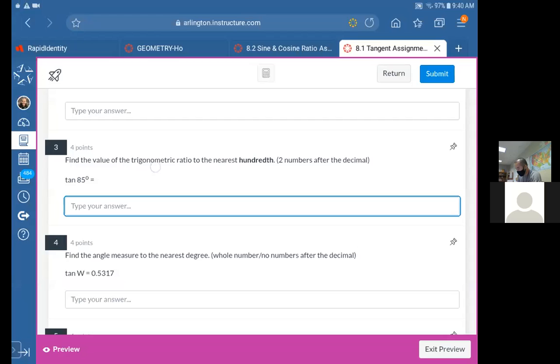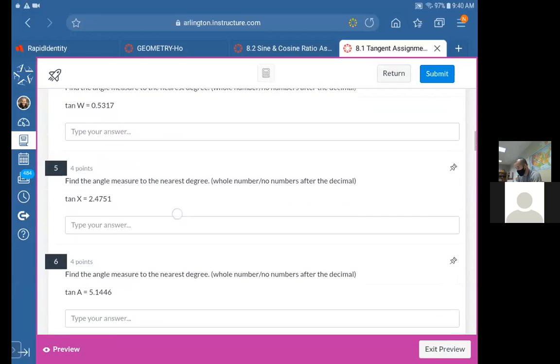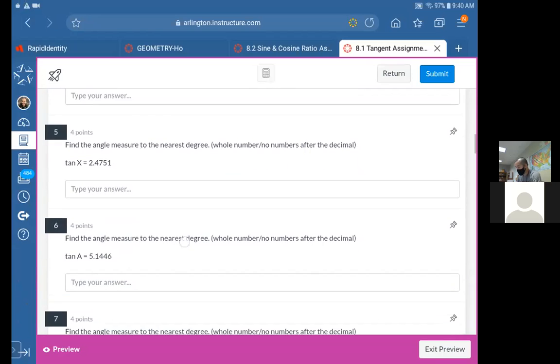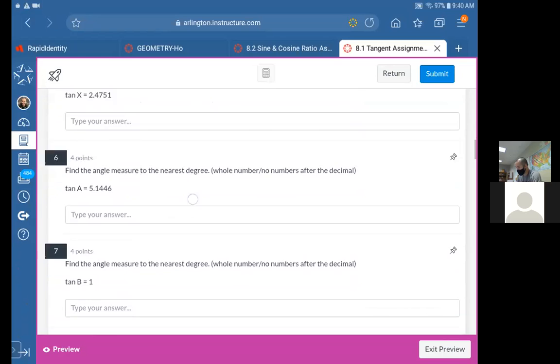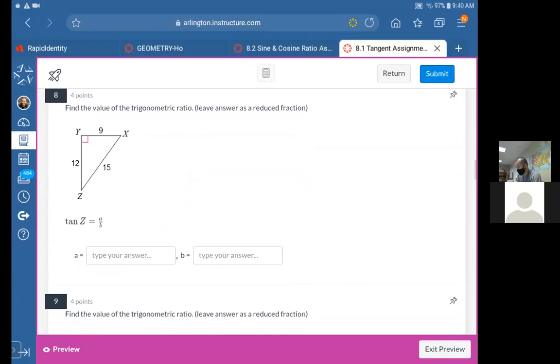If you're doing the value, you just plug it in. If you're doing the angle measure, you use the inverse. Find the angle measure to the nearest degree. Those are the same. All right, so here is the trig ratio.